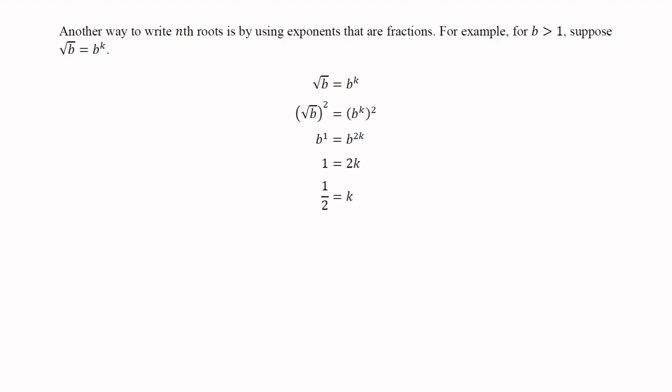So if you go back to the beginning, we have the square root of b is equal to b to the k. We can now replace k with 1/2. So for all b greater than 1, the square root of b is equal to b to the 1/2. This means that we can take a radical and we can express it as some fractional power.